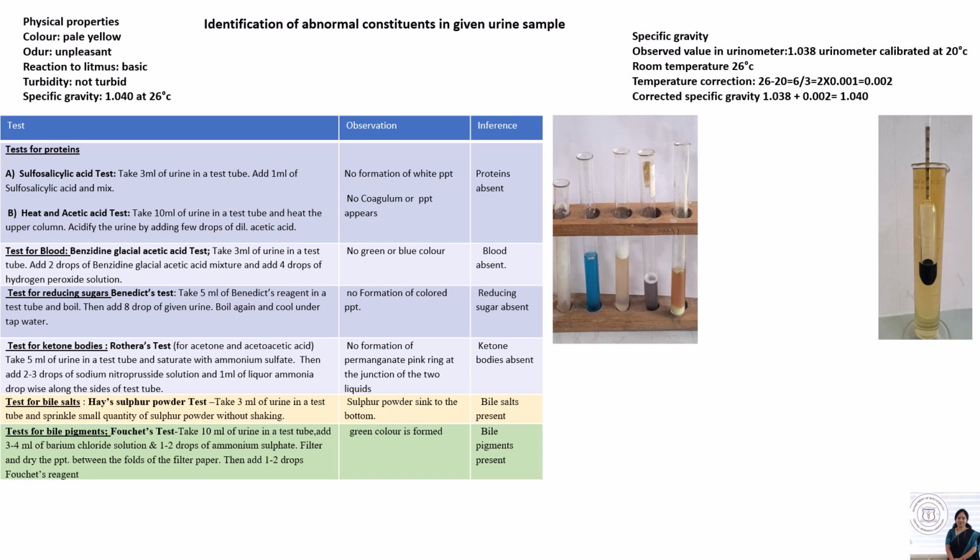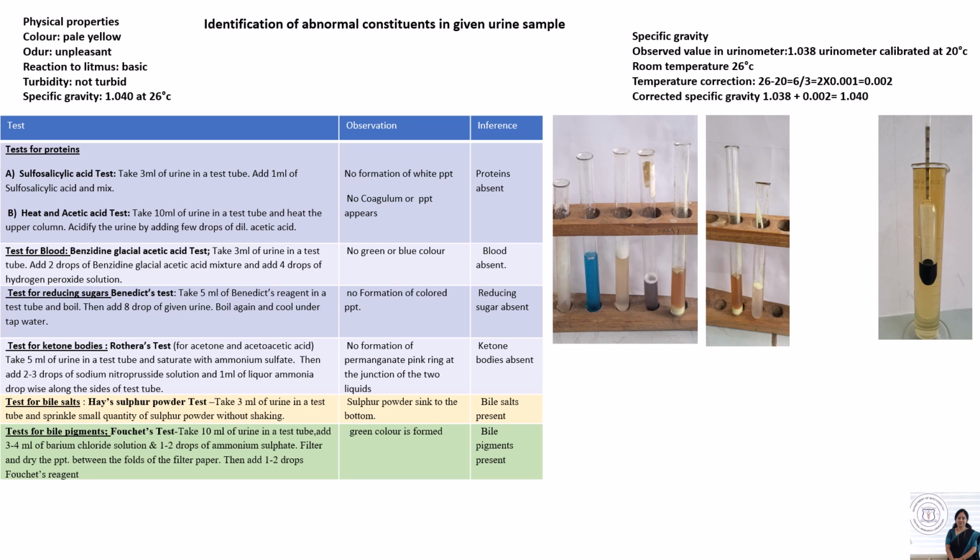Test for bile salts, Hay's sulfur powder test. Here the sulfur powder sinks to the bottom of the test tube, so bile salts are excreted in this patient. This image compares and contrasts the presence and absence of bile salts. When the sulfur powder floats, it indicates absence of excretion of bile salts. When the sulfur powder sinks to the bottom of the test tube, it indicates excretion of bile salts by the patient in his or her urine.